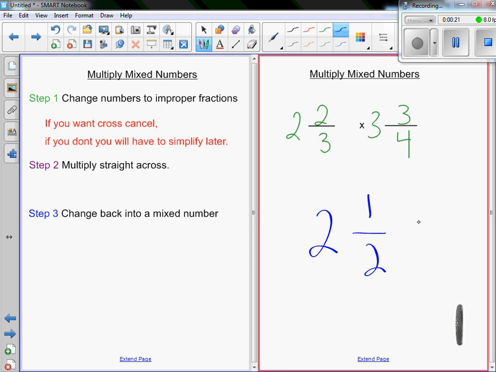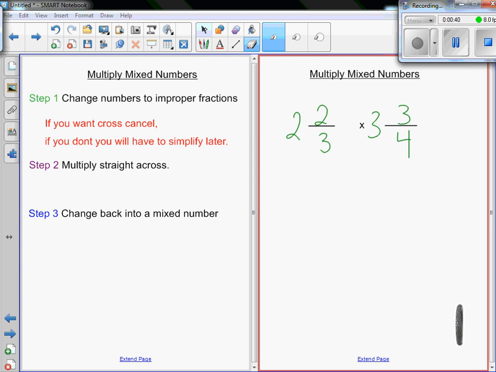The other thing we need to know is an improper fraction. That's where the top number is a lot bigger than the bottom. Okay, so if your top's bigger than the bottom, the denominator, then you know you have an improper fraction. So that's a mixed number and an improper fraction.